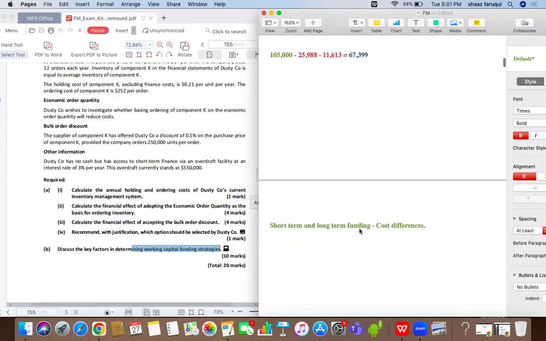We all know that long-term funding is more expensive. If you're going for a bank loan, it's more expensive, right? This is one thing we need to keep in mind. One funding strategy factor you need to keep in mind is that short-term debt is cheaper. Long-term debt is more expensive. You need to keep that in mind.